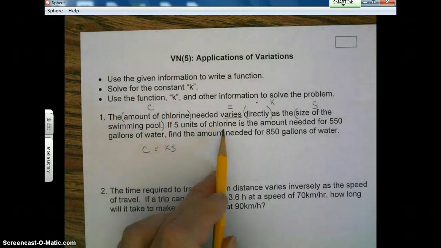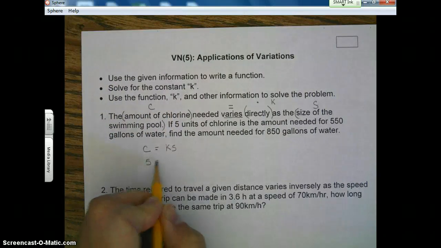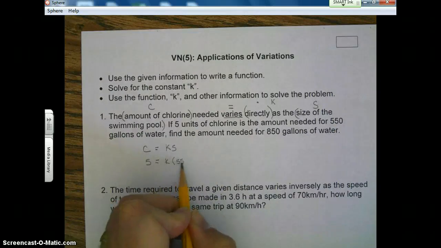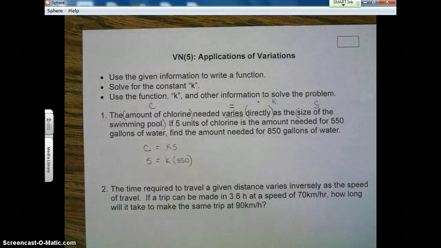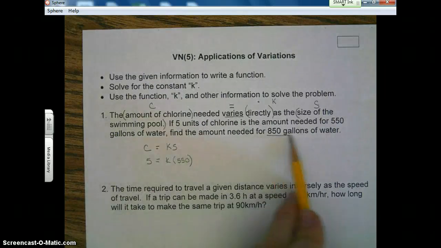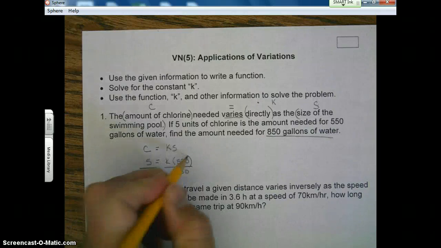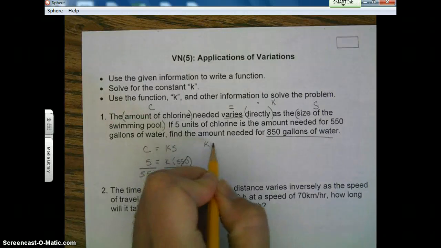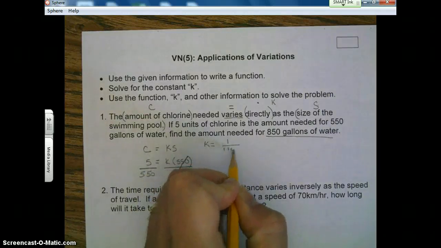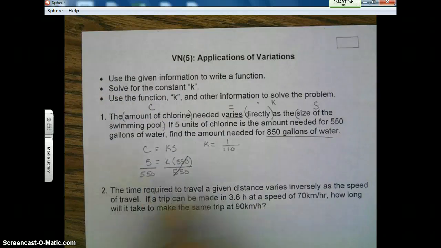Okay, now we plug in the information to solve for K, solve for the constant K. It says if 5 units of chlorine is the amount needed for 550 gallons of water. Okay, find the amount needed for 850 gallons of water. So in order to do this, we need to find out what our constant of variation is. So dividing both sides by 550, we get K equals 1 over 110 once I reduce this fraction.